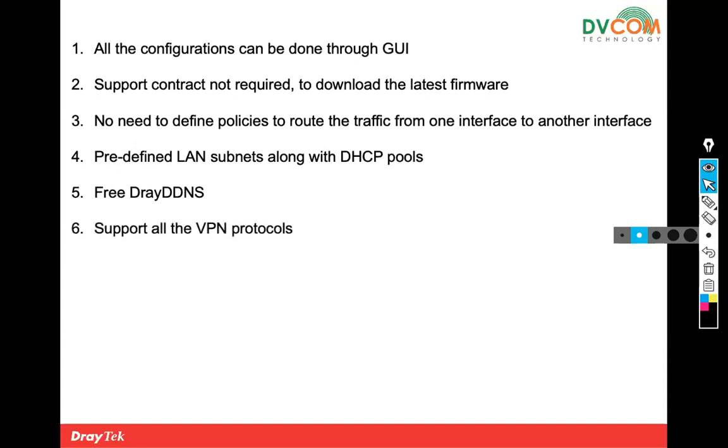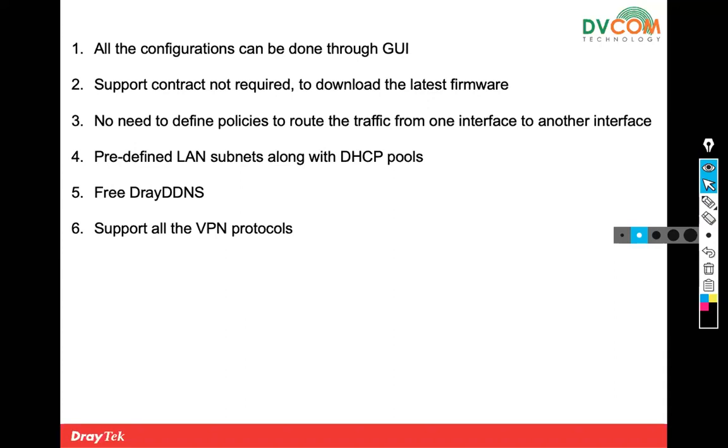The next one is that it supports all types of VPNs. As you know, with a VPN we establish a connection between two private networks over the public network. DrayTek supports all types of VPNs, like IPsec, SSL, L2TP, OpenVPN, and recently we have launched WireGuard. All types of VPNs are supported in the DrayTek. So within a few minutes you can configure it. You have nothing to worry about.